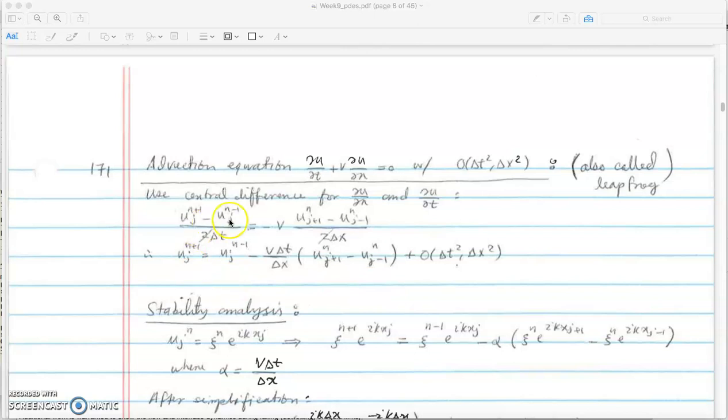All right, so this is the central in time now. We fix the j, we go n plus 1, n minus 1, we subtract them, divide by 2 del t, so this is central in time. And on the right side we have central in space as before.